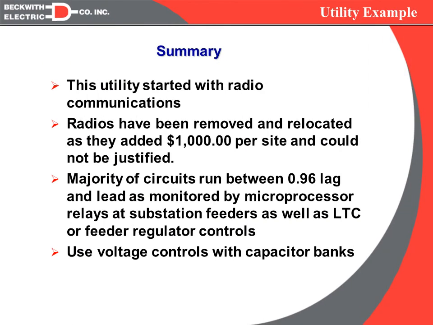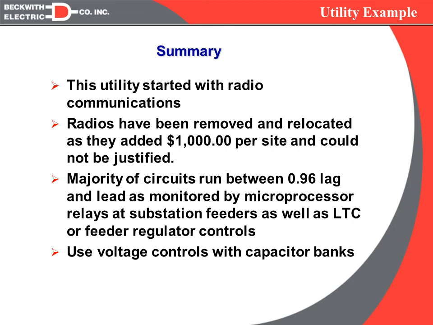So, with that in mind, and summarizing part 2 of this series, the utility actually started this with communications. And they found, after doing approximately 100 units with communications, that the communications added no value and increased the cost by over $1,000 per site. So they actually went back and removed communications from all capacitor controls.